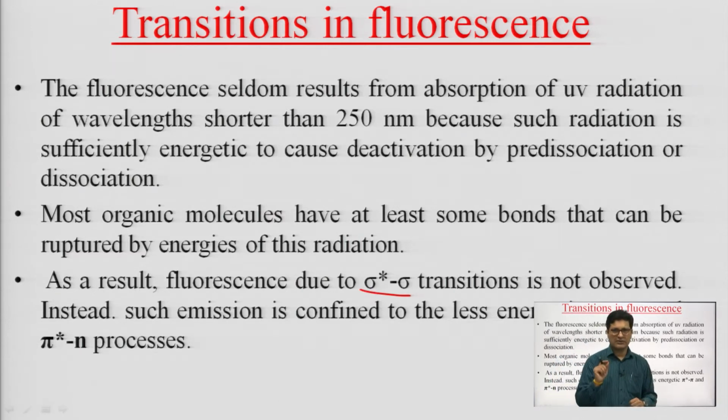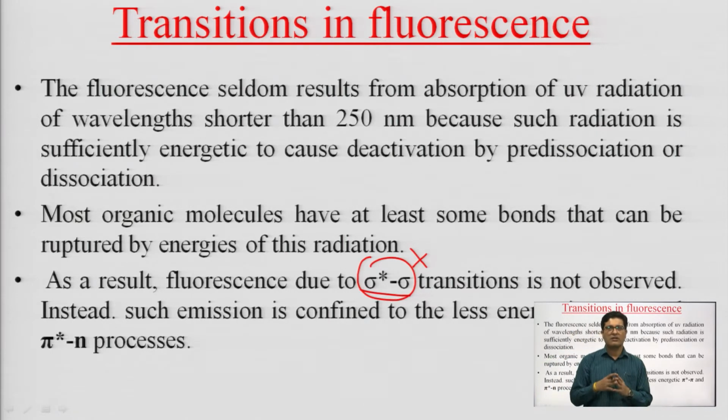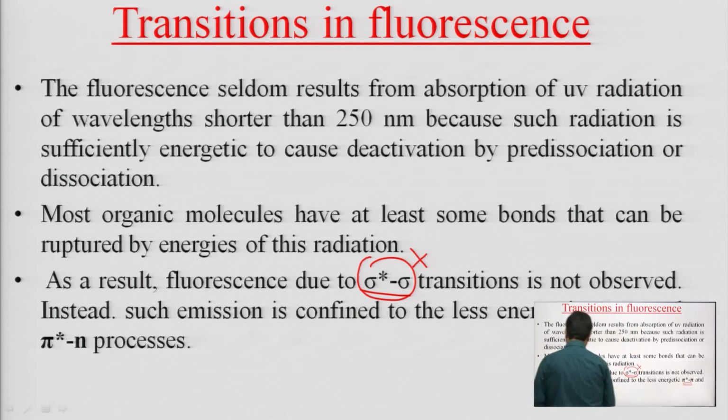So, whenever you are observing fluorescence, you should always keep in mind that sigma to sigma star transitions are generally not involved. We need transitions that have less energy content as compared to the sigma to sigma star transitions. So, what are those? Those can be either pi to pi star transitions, or n to pi star transitions.